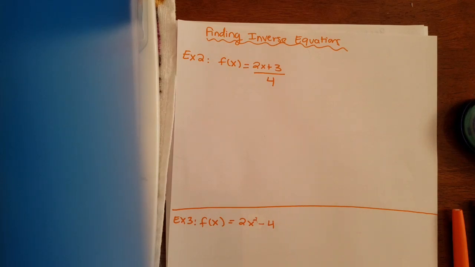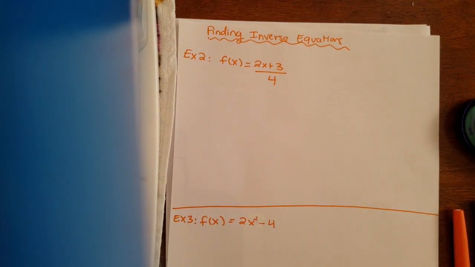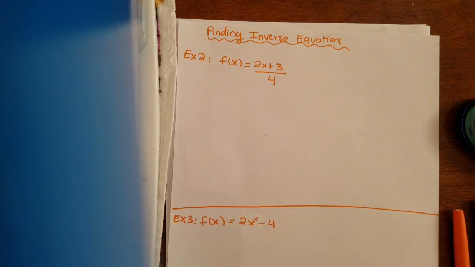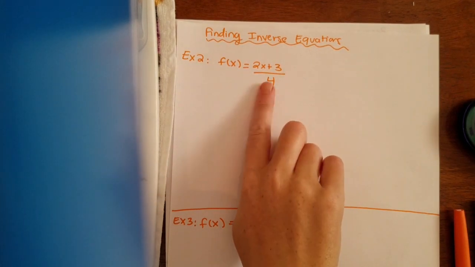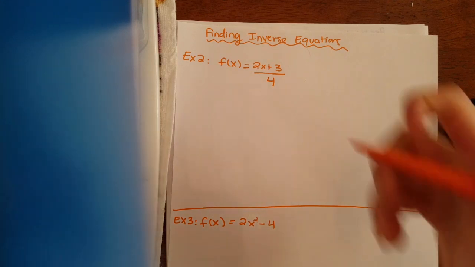Hello everyone, we are now beginning example 2 and 3, which are on finding the inverse equation. So now we're only focusing on the equation of the original function or relation and then the equation or relation of the inverse. When we start this, the first thing we're going to do is change our function notation f of x into a y equals equation.